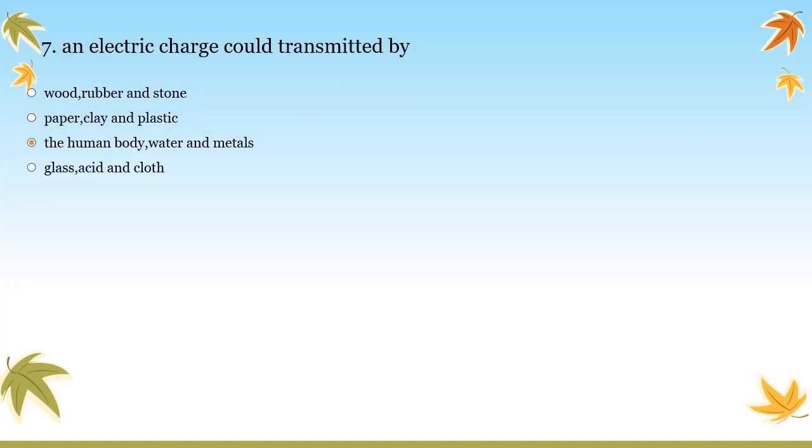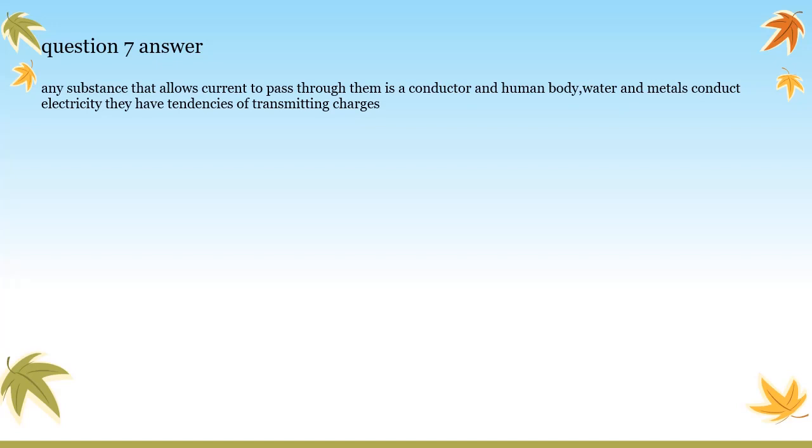7. An electric charge could be transmitted by? Any substance that allows current to pass through it is a conductor, and the human body, water, and metals conduct electricity. They have tendencies of transmitting charges.